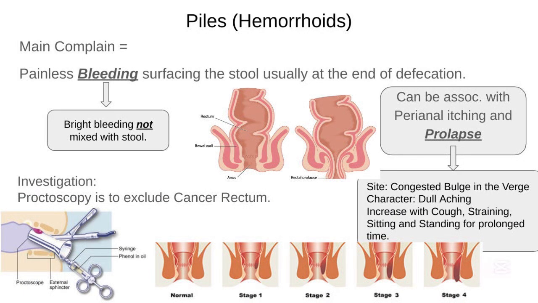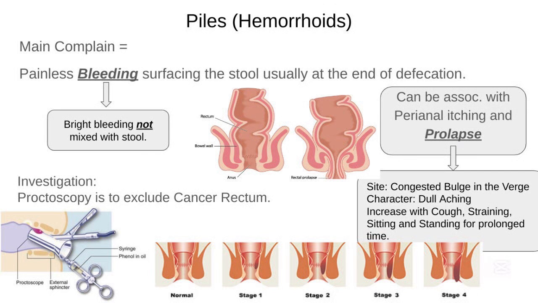Piles are swollen and inflamed vascular structures in the anal canal. They are part of normal anatomy, but when they become enlarged, they cause symptoms. Hemorrhoids occur when the venous cushions in the rectum and anus have become engorged and symptomatic. They are categorized as internal or external. This depends on the dentate line: above the dentate line, that's internal; below the dentate line, that's external.